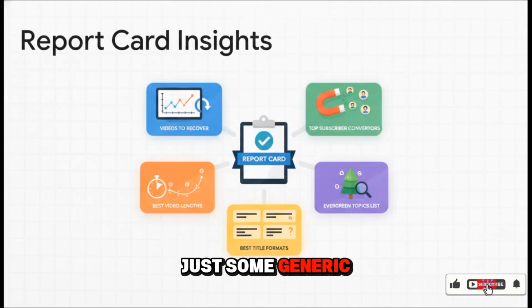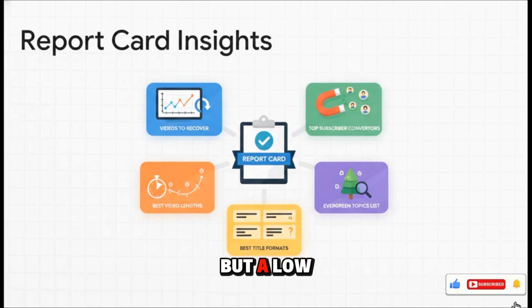And this isn't just some generic summary either. The AI breaks down really actionable insights from that data. It flags videos to recover, meaning videos getting lots of impressions but a low click-through rate, which usually just need a quick visual tweak to the thumbnail or title to pop off.